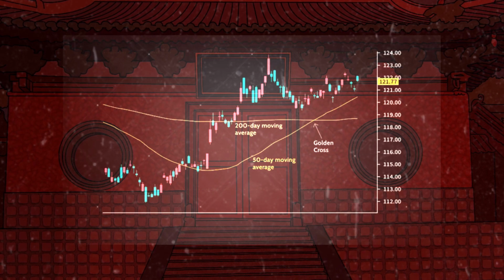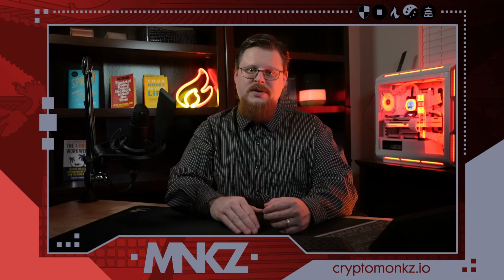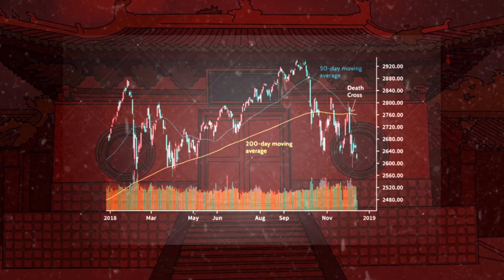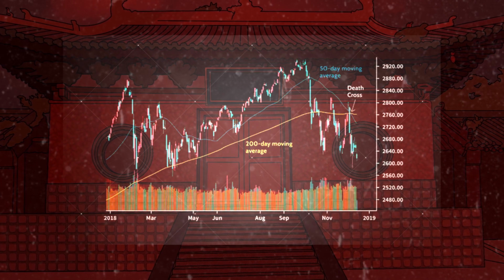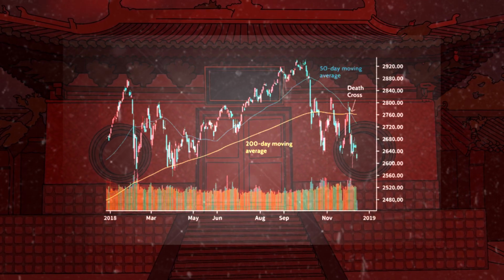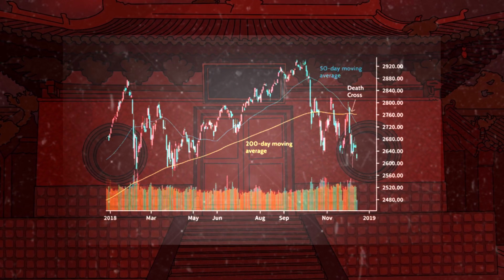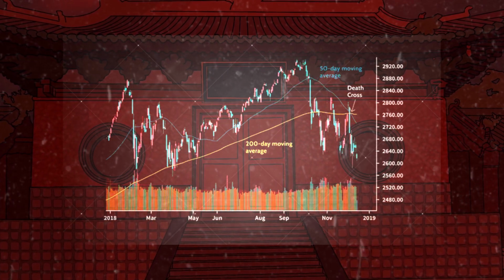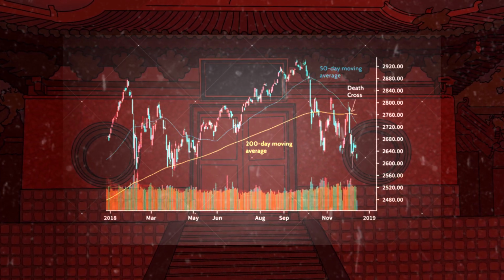A death cross is very similar, except with the price moving in the downward direction. This time, the shorter moving average will first rise faster than the longer moving average, followed by a downward trend that eventually crosses the longer moving average. This can be a sign of a longer downtrend to come, confirming that there is a death cross signal.